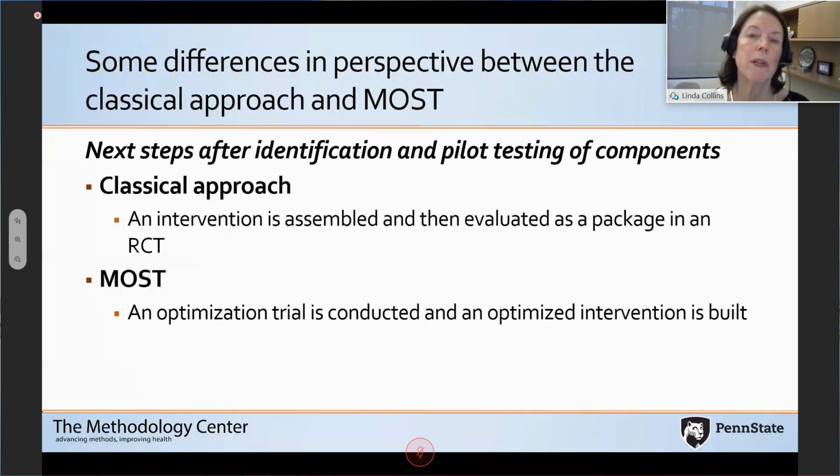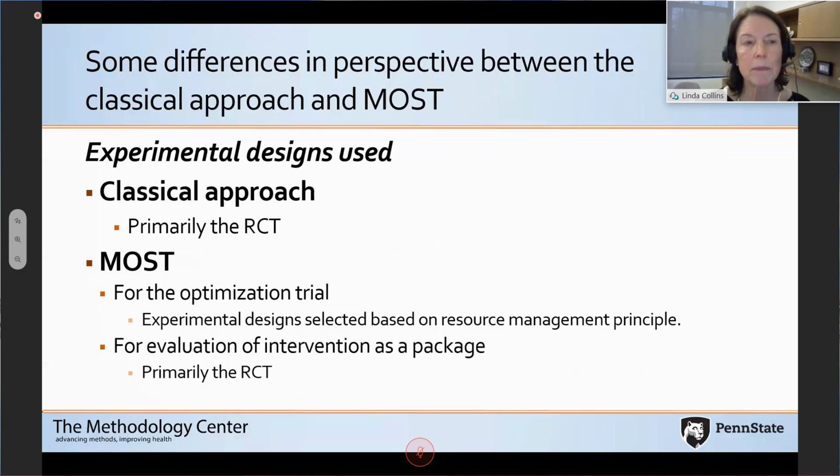Now, the next steps after identification and pilot testing of components. In the classical approach, the intervention would immediately be assembled and then evaluated as a package in an RCT. But in MOST, you would not go directly to the RCT. Instead, you would conduct an optimization trial. I'm going to talk more about the optimization trial in a moment, but the optimization trial is that experiment I talked about before that gives you information about the effectiveness of individual components.